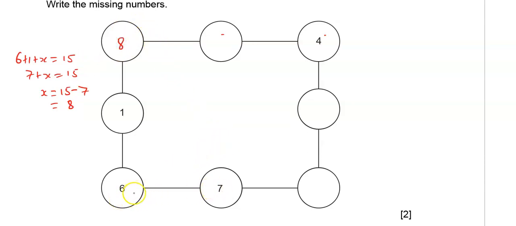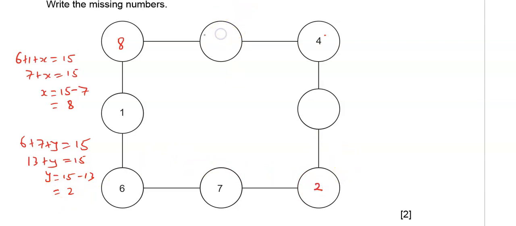Likewise, we do 7 plus 6 plus y. So 6 plus 7 plus y should be equal to 15, don't forget. So 6 plus 7 is 13, so 13 plus y should give us 15. Therefore, y is 15 minus 13, which gives us 2. So our y place here is 2.